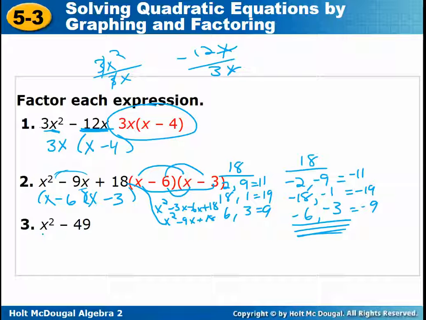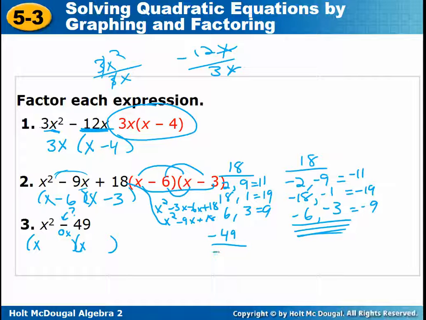Number 3 is a special factoring that you learned about in Algebra 1, and that's when you have no middle term. In other words, the middle term is 0, 0x. So we can really still set it up the same way. We know we need an x and an x. We need the factors of negative 49 that when we add them equals 0.